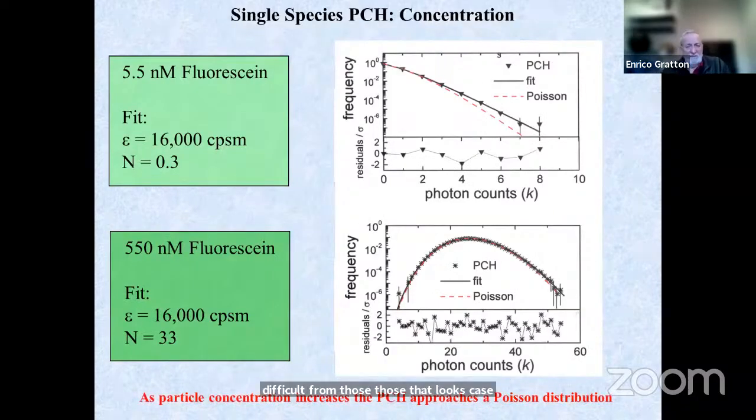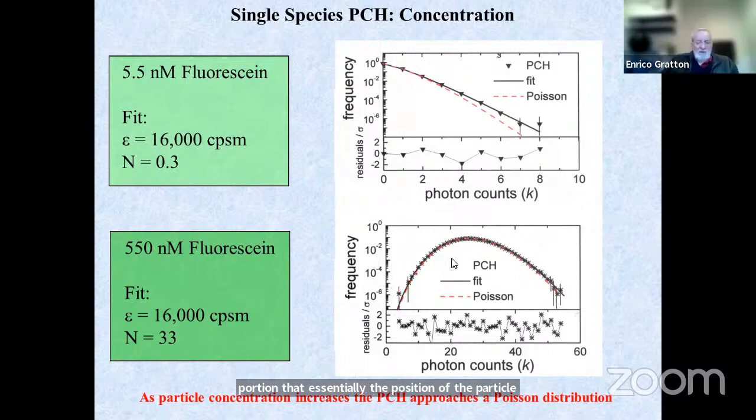Okay, so let us see if we can do an experiment in order to figure out how we can do it. For example, we have 5.5 nanomolar of fluorescein, and we have this curve, and this is the best possible fit for the curve. If we have 550 nanomolar of fluorescein, we have essentially a perfect curve with the fit, and the reason for that is that we have so many particles in the observation volume that essentially the position of the particle doesn't matter very much.